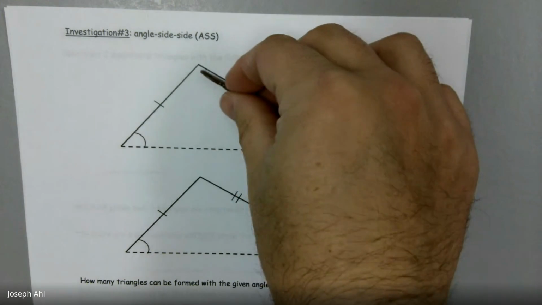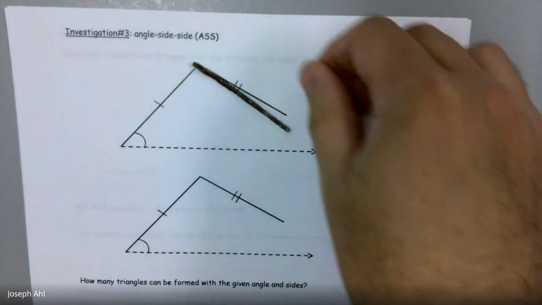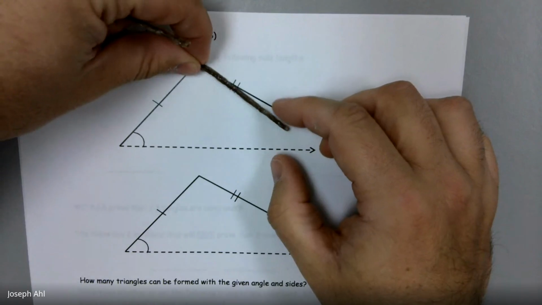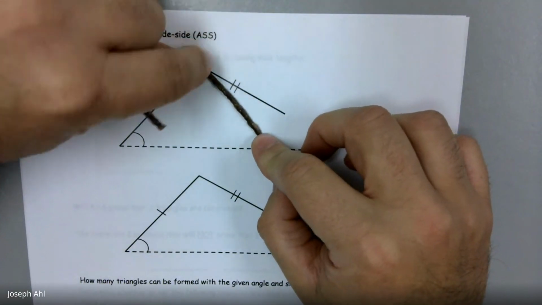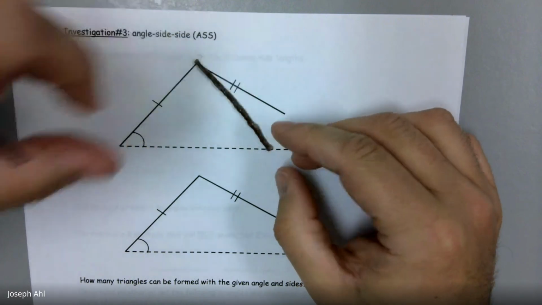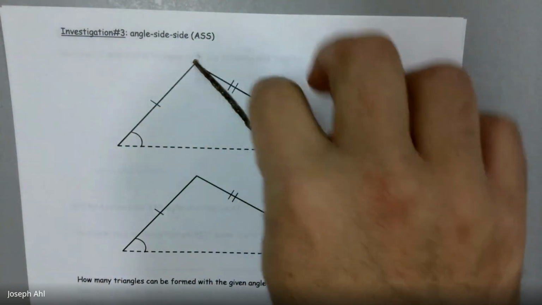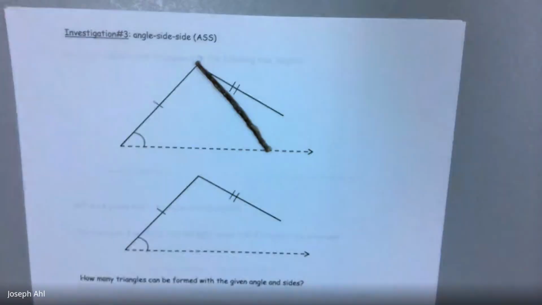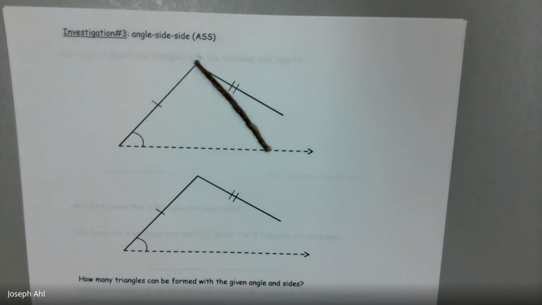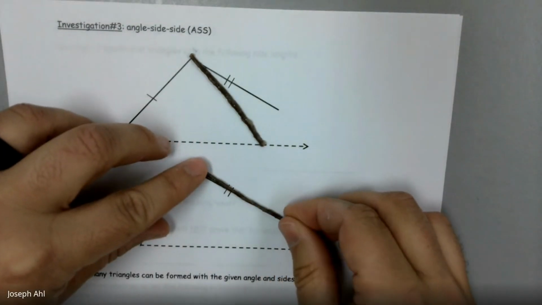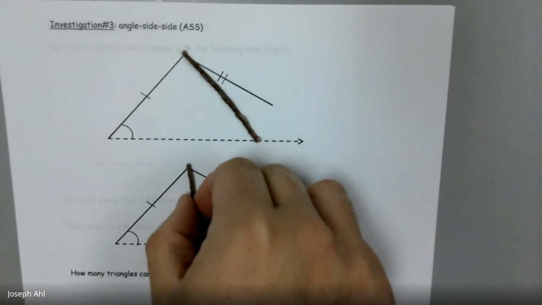And what winds up happening is if I take this particular length and I start swinging it, I'm going to hold this point up here and start swinging it down towards the base. What you're going to see is you can at least make one triangle given angle, side, and side. So again, that side was the exact same length as this side right here. Same thing here. I'm going to hold that wiki stick again and slide it this way.